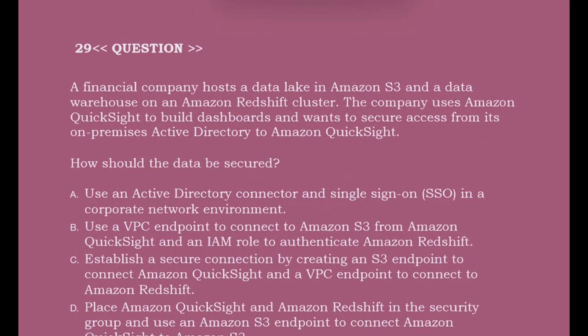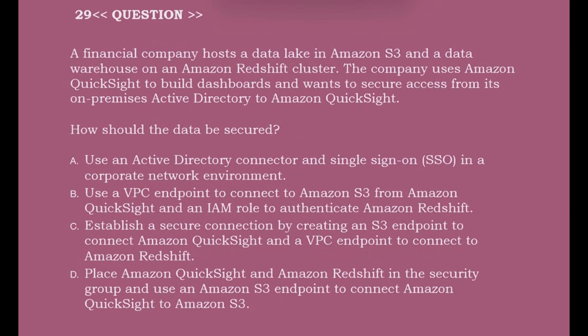Question is, a financial company hosts a data lake in Amazon S3 and a data warehouse on an Amazon Redshift cluster. The company uses Amazon QuickSight to build dashboards and wants to secure access from its on-premises Active Directory to Amazon QuickSight. How should the data be secured?